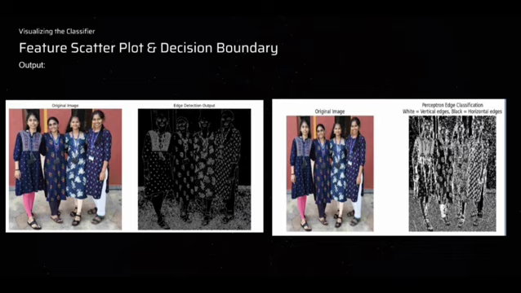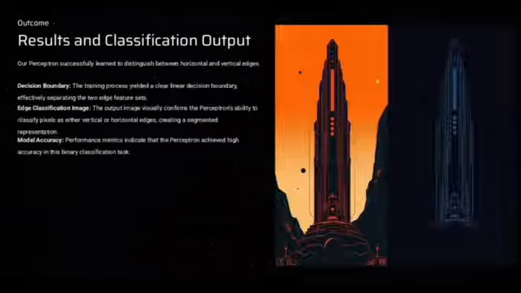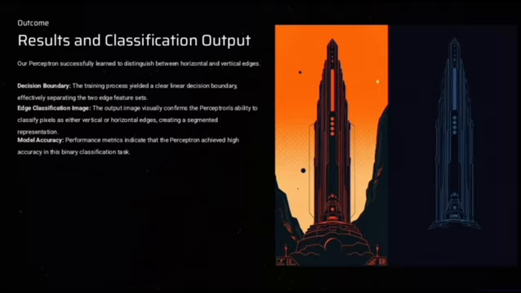Here, you can see our final edge classification output. The image has been processed pixel by pixel, and each edge has been categorized as either horizontal or vertical. The model performs very well and produces a clean separation between the two edge types.